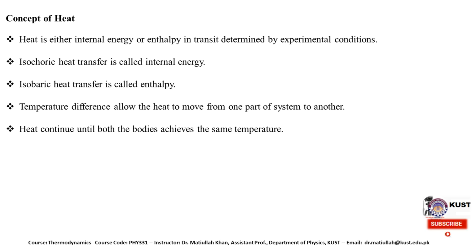Temperature difference allows the heat to move from one part of the system to another part of the system. How is this possible? If we bring two bodies, or two parts of the system, in thermal contact with each other, and there is a temperature difference between the two parts, heat will flow between these bodies, or between the two parts of the system or two different systems, until both bodies achieve the same temperature.